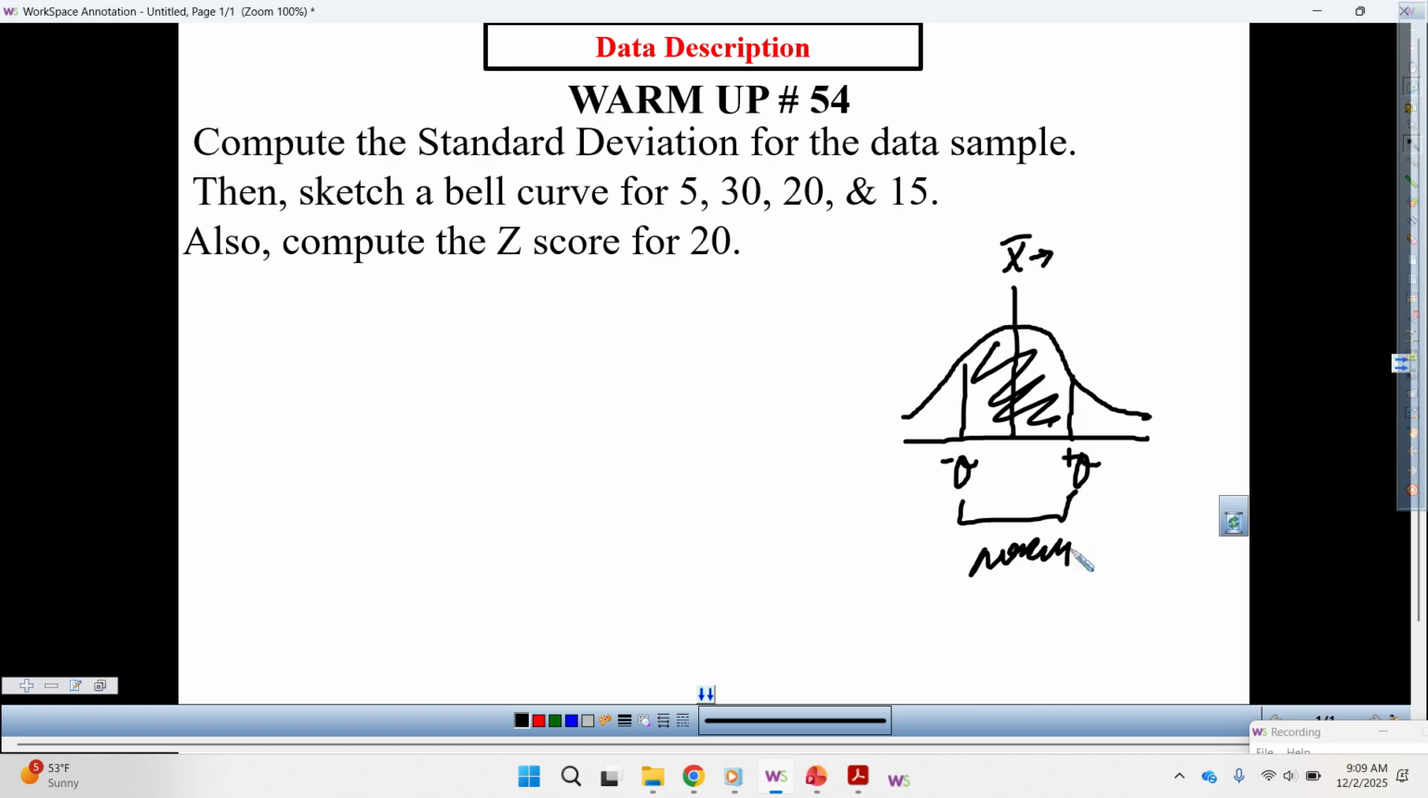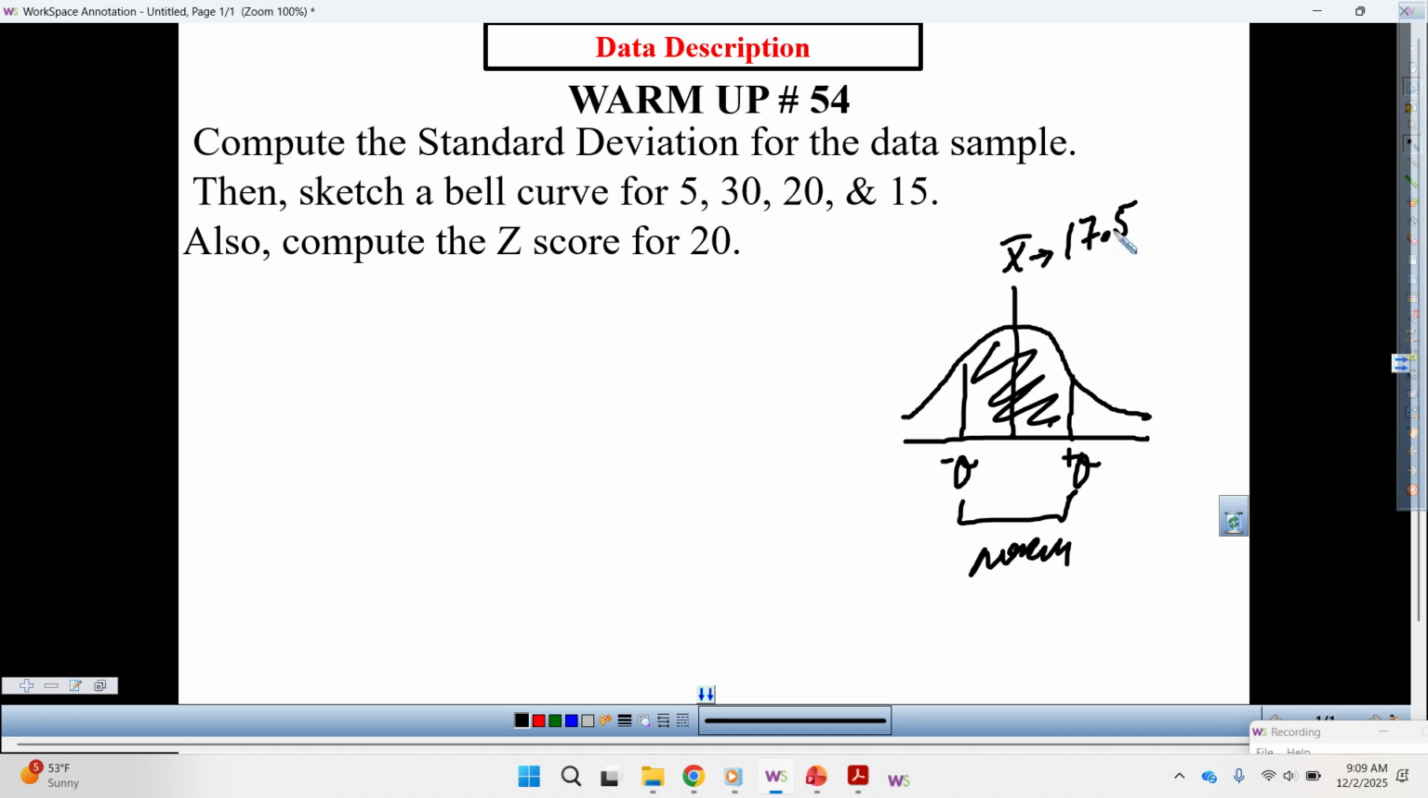Let's go with, what have we called on in a while? I think Jacob, right? Jacob. All right, Jacob. What did you get for the mean of our bell curve? 17.5? Hands up, you got 17.5? That's about right.